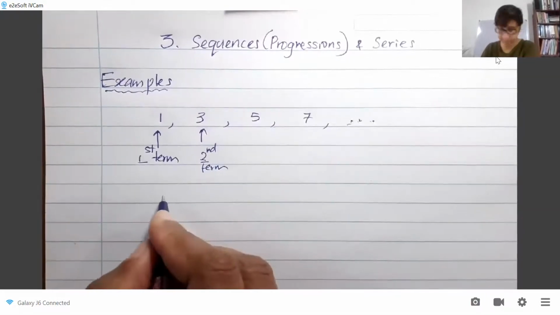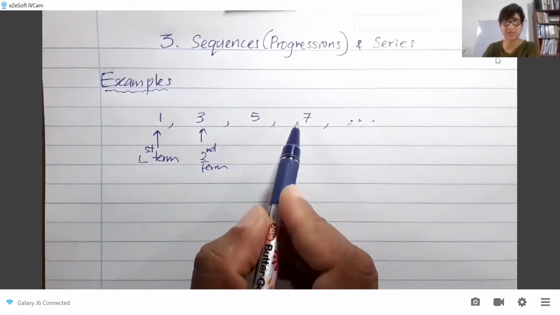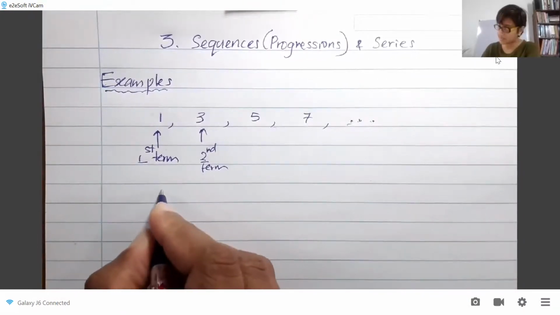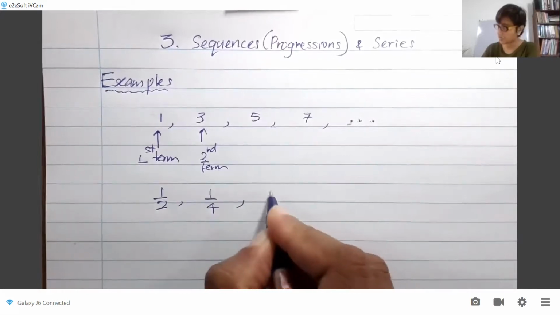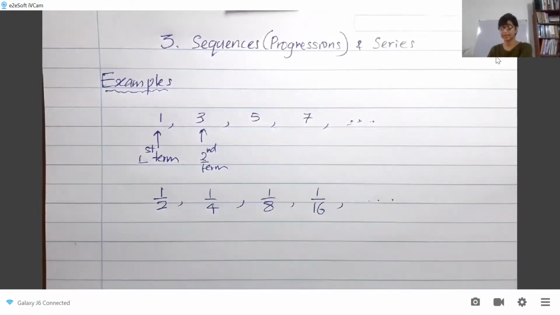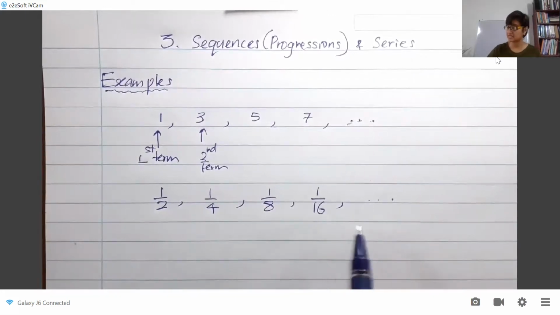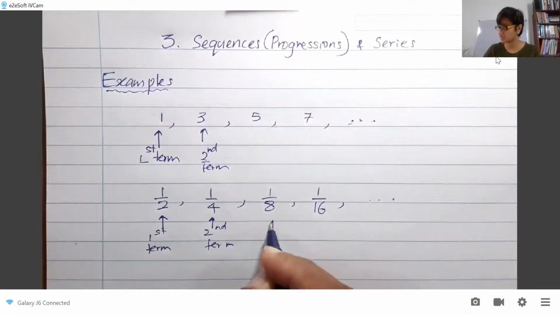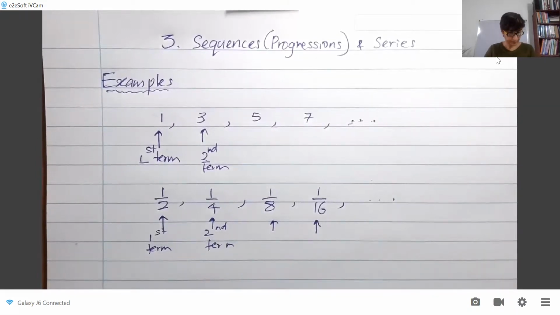Here's another example. And you can see that this goes according to a certain pattern. When there is a pattern, you can predict what the next term is going to be. Here's another one. Half, quarter, 1/8, 1/16, dot, dot, dot. Again, it's a sequence, and it also has a pattern. If you want, you can say what the next term is. And again, here's your first term, here's your second term, and so on. Third term and fourth term, and so on, right? So copy that, the two examples.